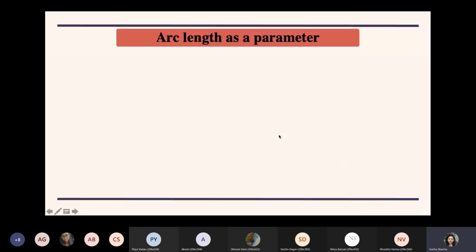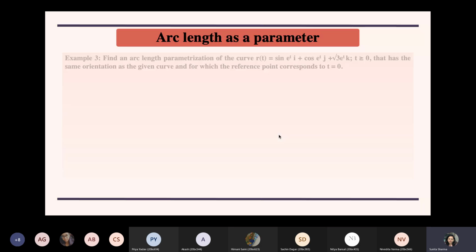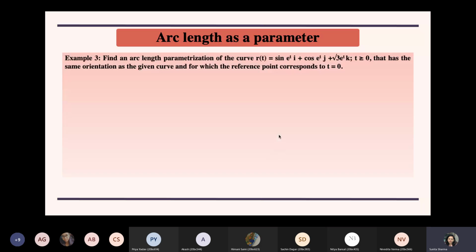So here is the third example. Again, I would want you to do it simultaneously. This is the question. Your r(t) is given by sin(e^t) i, cos(e^t) j, and root 3 e^t k. Then you have to find the arc length parameterization.